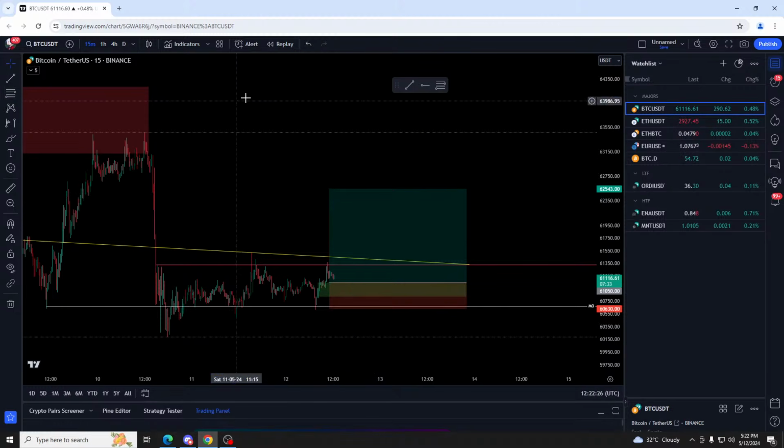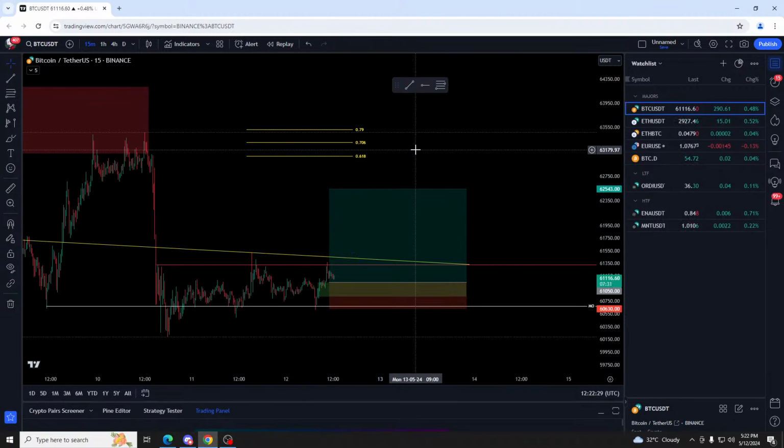My Fibonacci settings, okay: 0.618, 0.706, and 0.79. 0.79 marks the invalidation. This is the golden pocket.